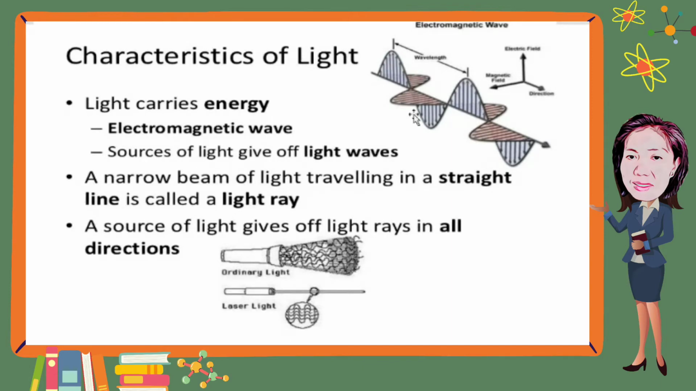But what type of wave? It's a transverse wave. A narrow beam of light traveling in a straight line is what we call the light ray. And the source of light gives off light in all directions.